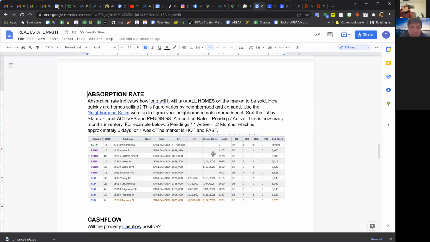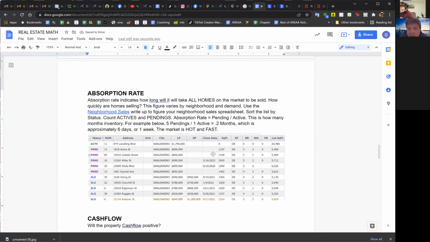Okay, absorption rate. This is another important number. This tells you how fast and aggressive a current market happens to be. An absorption rate is how long does it take for all the homes on the market to be sold? So I have another document called neighborhood sales. This is calculating comps in a certain neighborhood. So I did exactly the same thing here. And this neighborhood happens to be a neighborhood where I live. Okay. And in my neighborhood, there are more solds on here. So this is like a chart that goes back to September 1st.